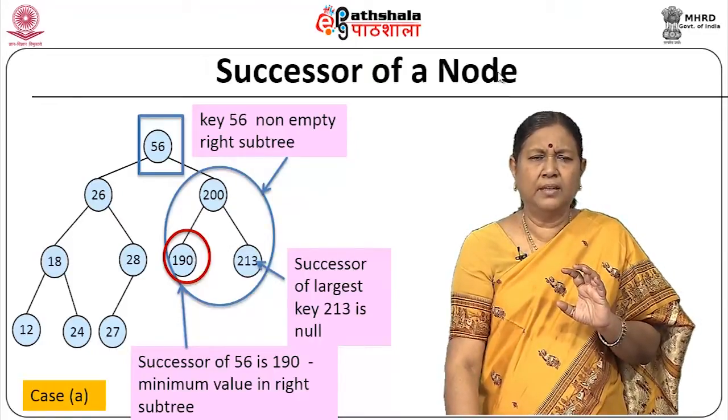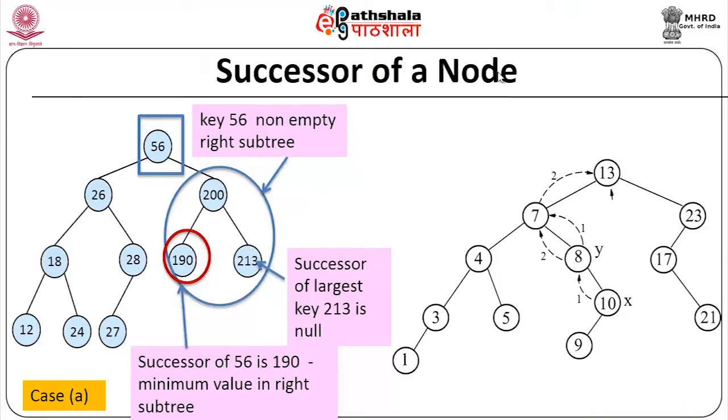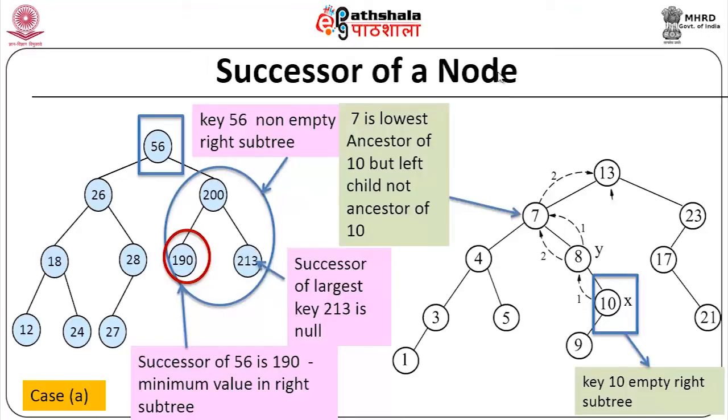That is case A. Now, let us look at another tree that we are taking, and here I want to find key 10, which has an empty right subtree. Now, I want to find the successor of this. How do I go about this? I look at the ancestor. Now, 7 is the lowest ancestor of 10, but the left child of 7 is not an ancestor of 10. That is the condition we have.